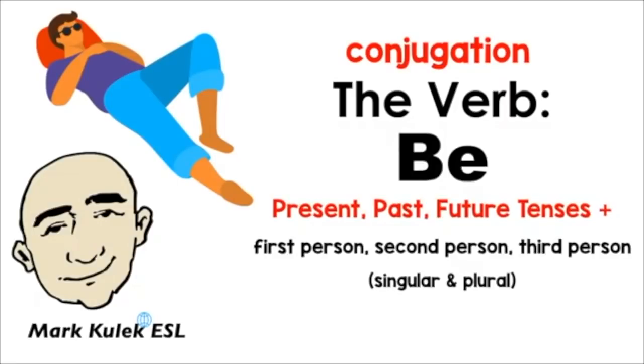Hi, this is Mark, and this is English Conversation Practice: the verb be, conjugating the verb be, present tense, past tense, future tense, first person, second person, third person, singular, and plural. Wow, that's a lot. Okay, let's do it.